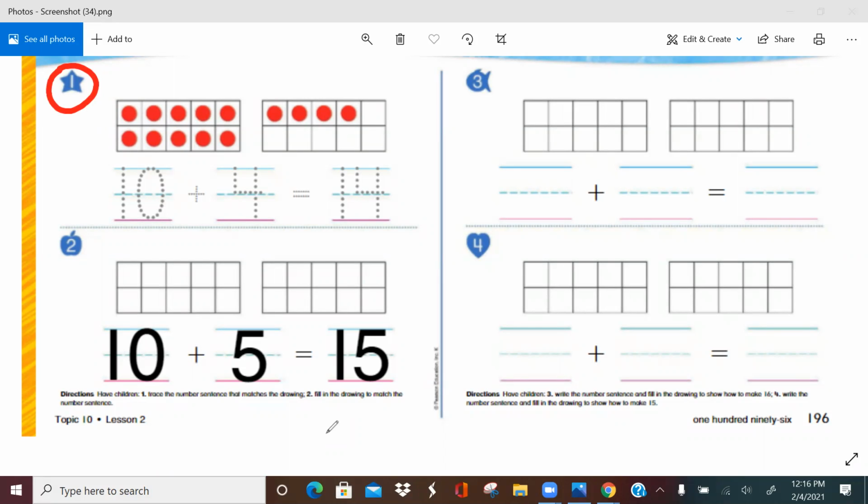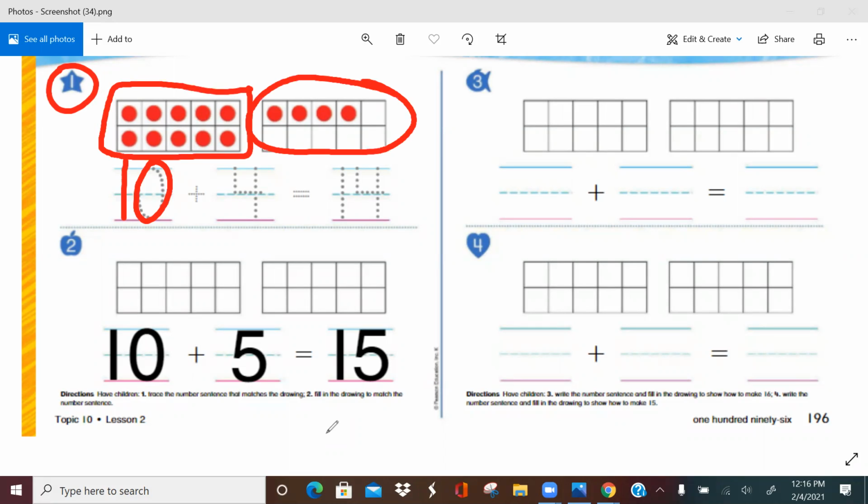It says trace the number sentence that matches the drawing. So look at your first 10 frame here. Is it full? Yes. So what are we going to put here? Let's trace it 10 because that's telling us there are 10 counters. Let's look at our second 10 frame. Is it full? No. How many counters are there? 1, 2, 3, 4. So we trace the 4. We put a plus because we're putting them together. And that equals, we start at 10, 11, 12, 13, 14. And that gives us 14.